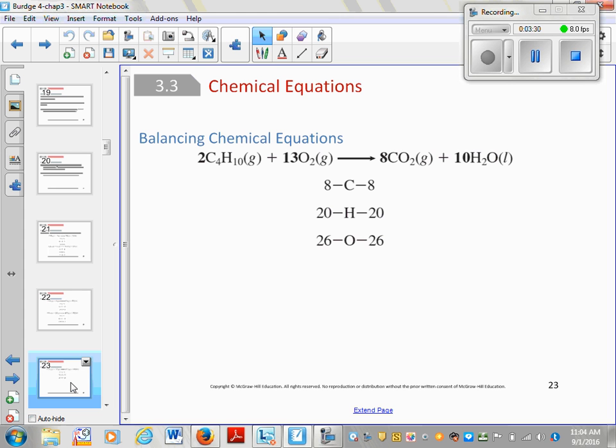And then, again, at the end check, you have 8 carbons on both sides, 20 hydrogens on both sides, and 26 oxygens on both sides. So now it's balanced. Okay? Everybody all right with that? Yes? No?